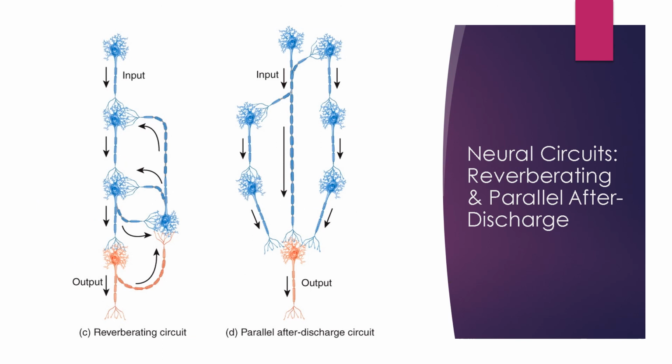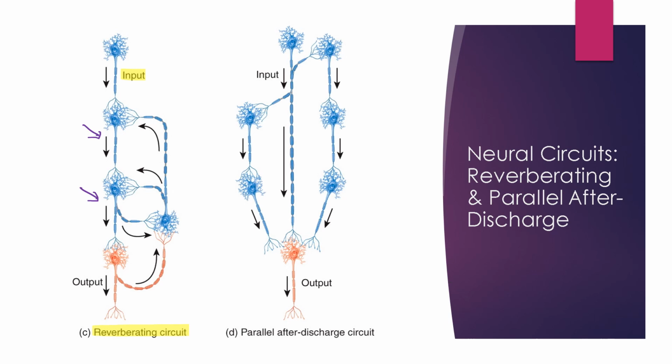Some circuits are also organized so that stimulation of the presynaptic cell causes the postsynaptic cell to transmit a series of nerve impulses. So a circuit like this would be called a reverberating circuit. So in this pattern, the incoming impulse up here is going to stimulate the first neuron, which stimulates the second, which stimulates the third, and so on and so forth.